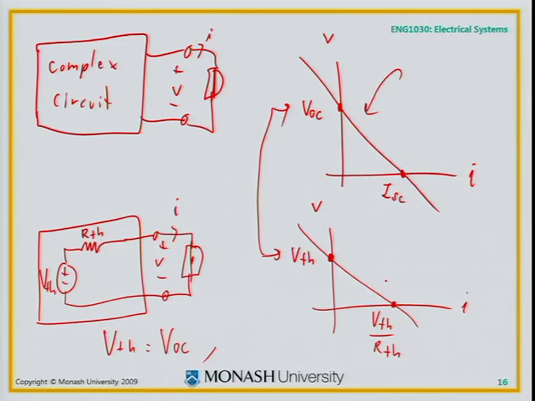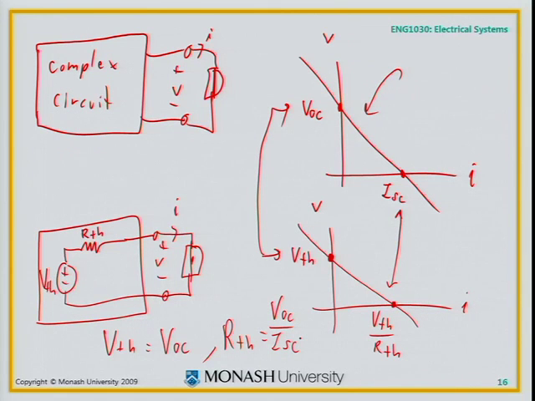I also have to match these 2 points. I need to make V Thev on R Thev equal to ISC. In other words, I choose R Thev to be equal to V Thev on ISC, which is the same as VOC on ISC. That makes the slopes of them the same.